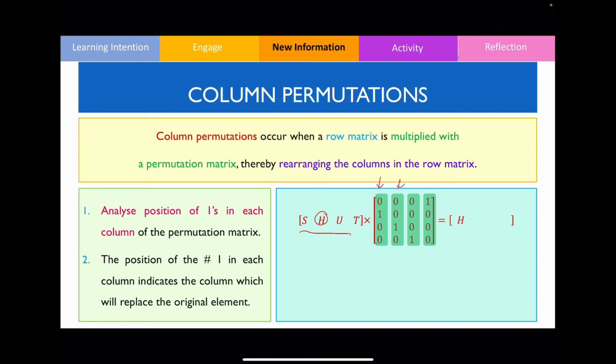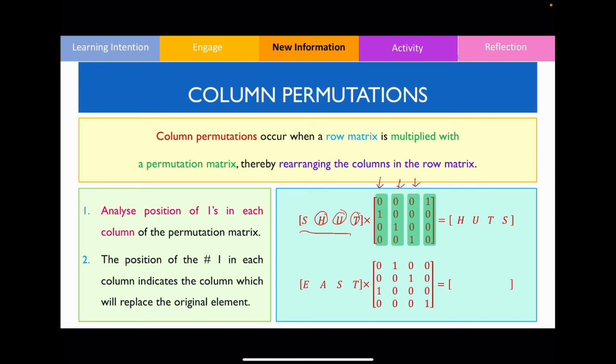In the second column over here, the number 1 is found in the 3rd position. So therefore the letter U moves into the 2nd column. In the 3rd column, the number 1 is found in the 4th position. So therefore the 4th letter, T, is now moved into the 3rd position. And therefore the last letter is going to be S. So the new word that's going to be spelt is huts. Let's look at one more example.